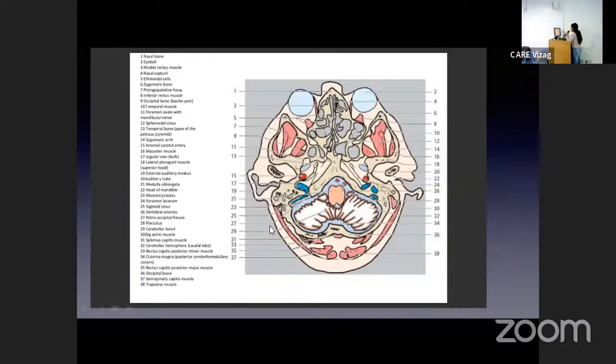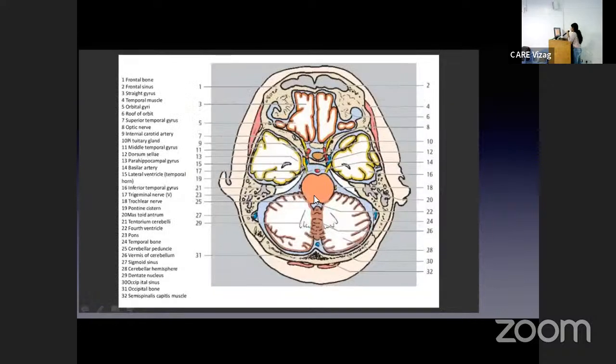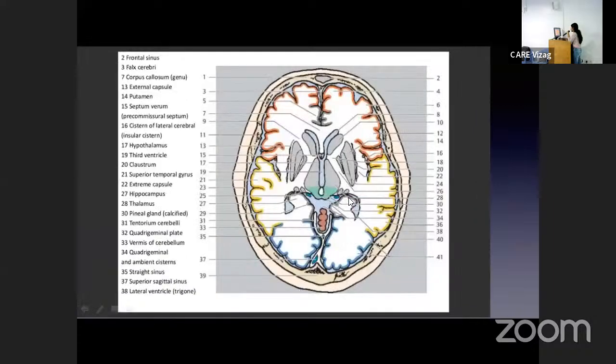So here is the cut section, a diagrammatic color description of what you're supposed to look at at the level of this cut section of brain. Sometimes the internal carotid artery and the jugular venous bulb are also to be pointed out and looked out for. So here, the structures which you're supposed to look for are the various vessels and the pituitary gland over here and the sella turcica. Next.